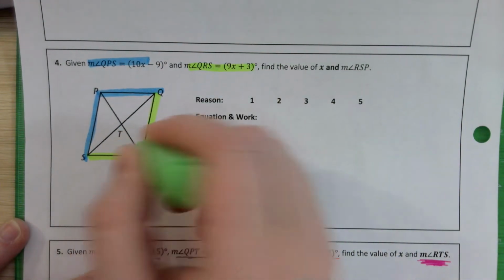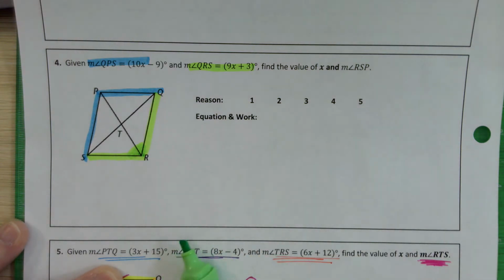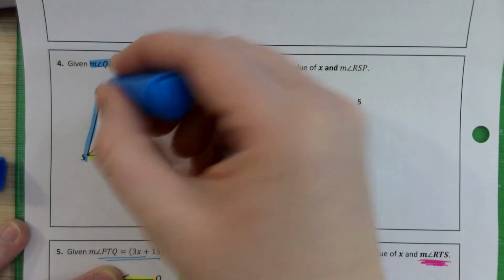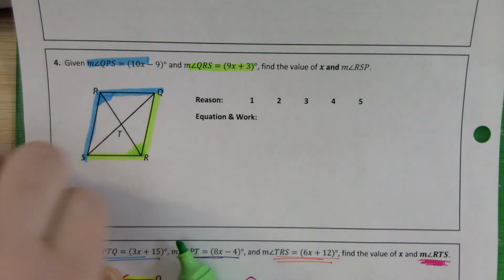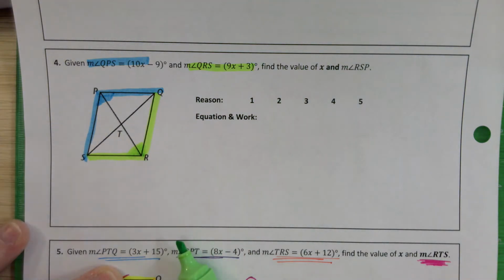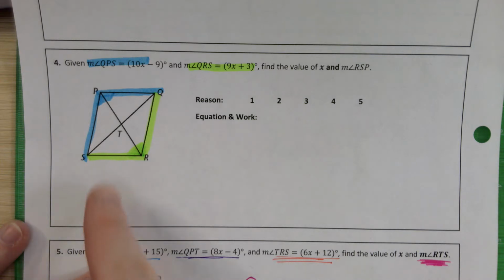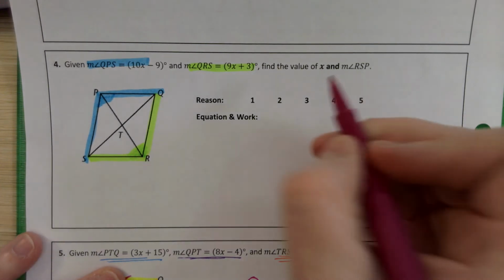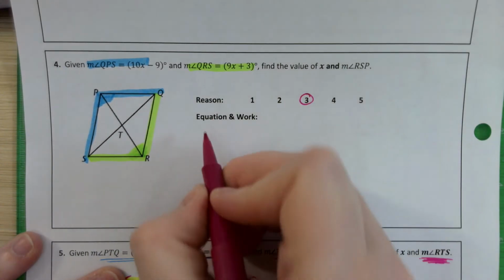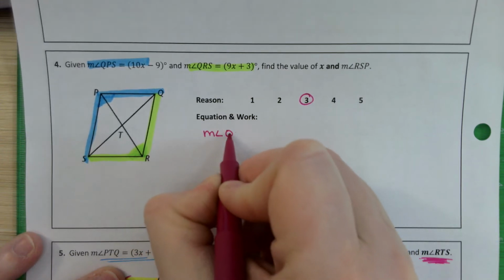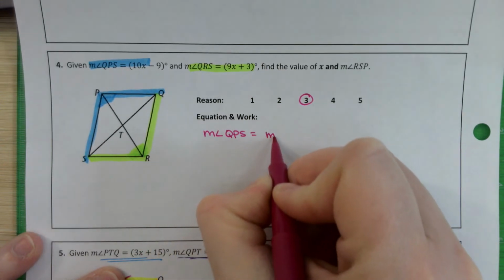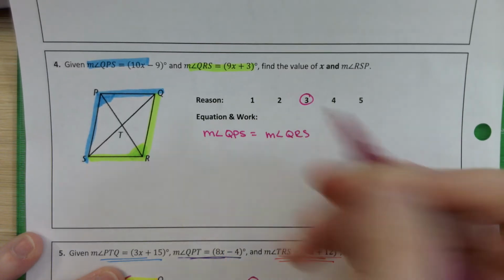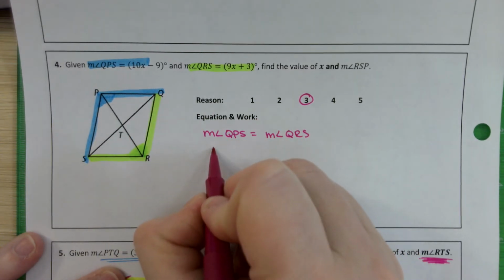So we're looking at this big angle, and we're looking at this big angle. These two angles are opposite of each other, they're across from each other. And when I am looking at opposite angles, remember in a parallelogram, opposite angles are congruent. So they are congruent to each other, which means their measures are equal. So reason number 3: measure of angle QPS is equal to measure of angle QRS. I'm going to take their two values and set them equal to each other.